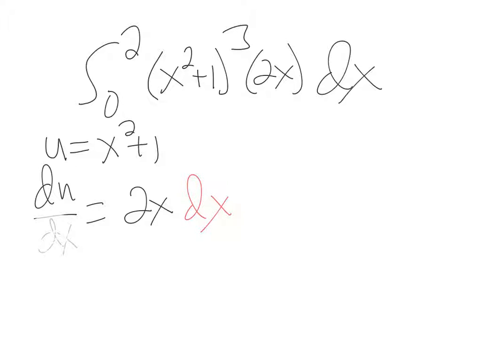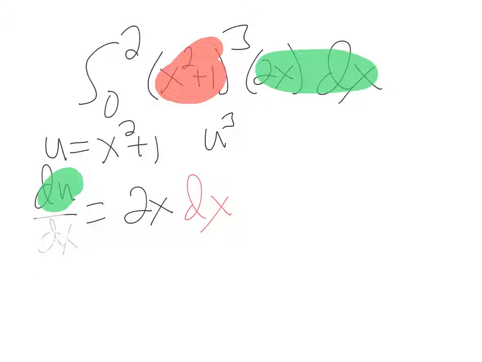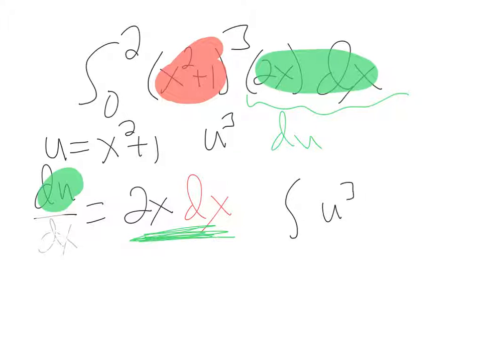What that allows me to do is, instead of writing x squared plus 1 cubed, I can write u cubed. And instead of writing 2x dx, I can just write du, because 2x dx is that, so I can replace that whole thing with du. What that brings me down to is an integral of u cubed du. Now that's very easy to find the antiderivative of.